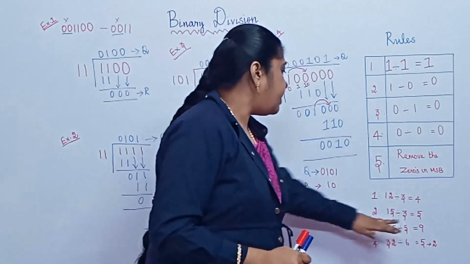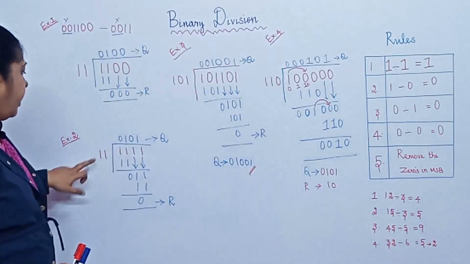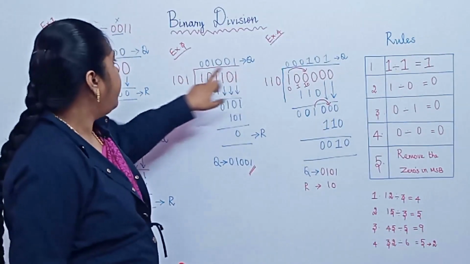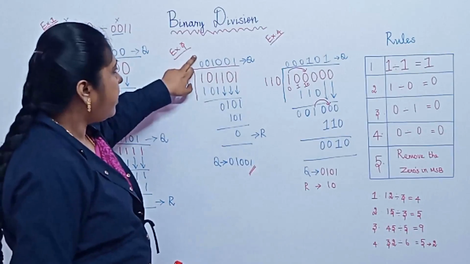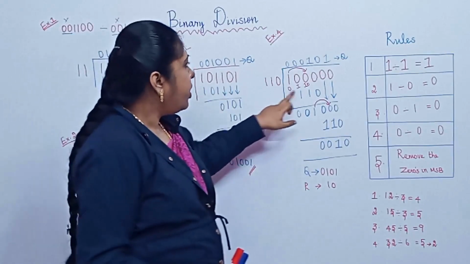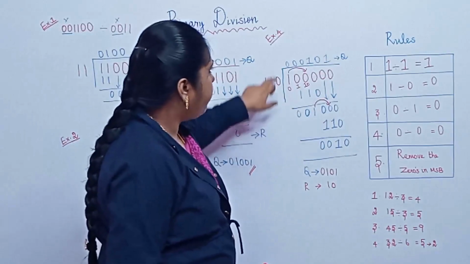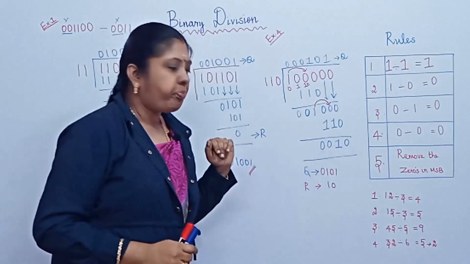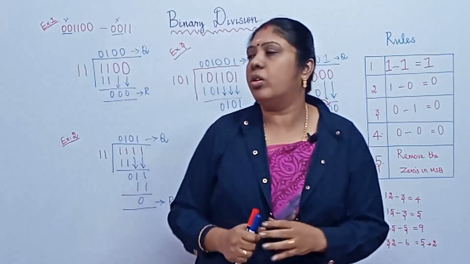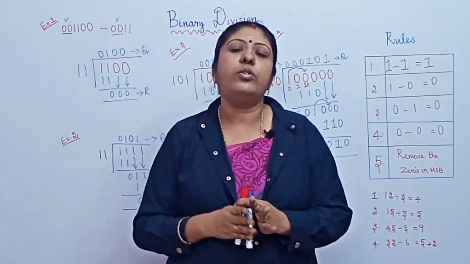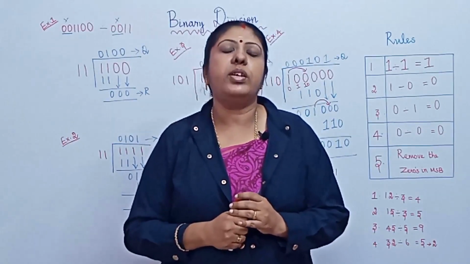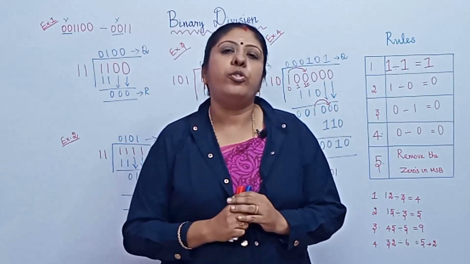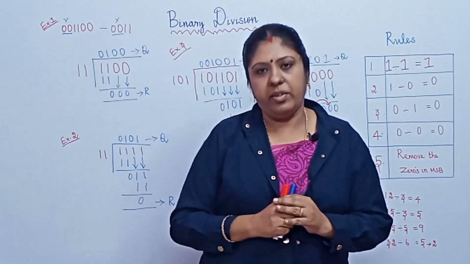Similarly for the next example, 15 divided by 3 gives 5. Again 45 divided by 5 gives 9. The last one, 32 divided by 6 gives 5 with remainder 2, that is 10. Suppose you want to know how to convert binary to decimal, that is also given in my previous video. Check the link in the i button. Okay. Now you would be very clear about binary division.